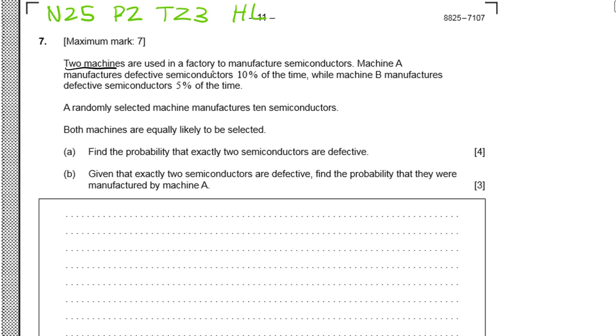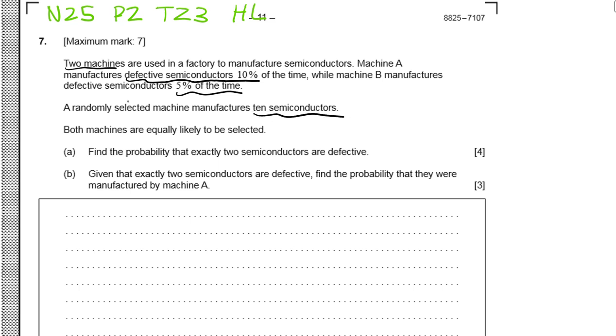So two machines are used in a factory to manufacture semiconductors. Machine A manufactures defective semiconductors 10% of the time, while machine B manufactures defective semiconductors 5% of the time. Okay, a randomly selected machine manufactures 10.